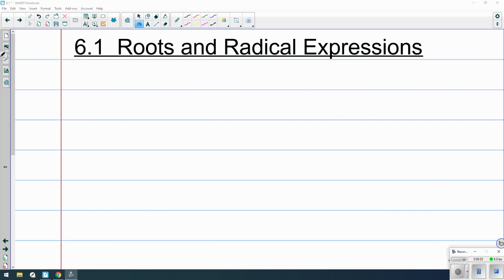All right, here we go, Chapter 6. In Section 6.1, we're going to talk about roots and radical expressions. Let's begin by reviewing the first three types of roots: square roots, and then we'll talk about cube roots, and then fourth roots.